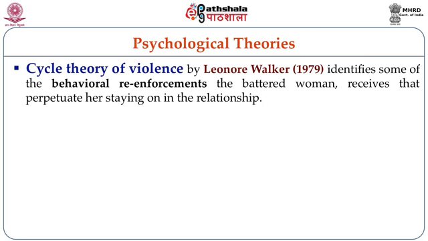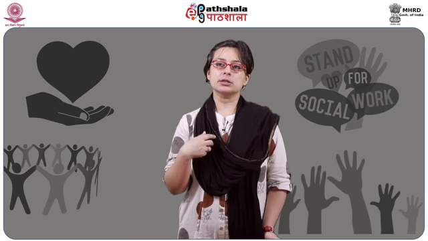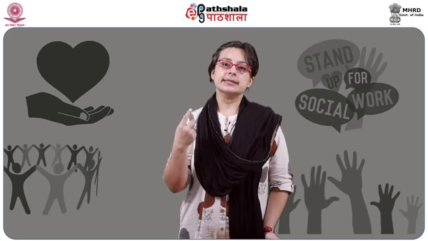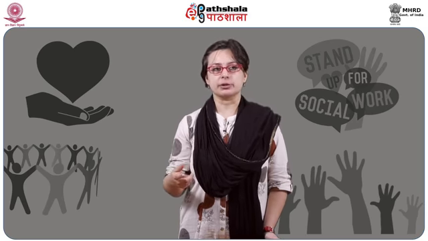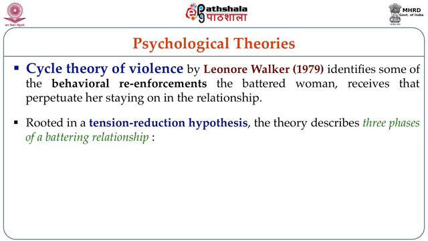One of the most prevalent theories of violence has been the cycle theory of violence, which was given by Leon Walker in 1979. She identifies some of the behavioral reinforcements that the battered woman receives that perpetuate her staying on in a relationship. So, she is looking at what sustains staying on in a violent relationship. She says it's rooted in a tension reduction hypothesis. The theory describes 3 phases of a battering relationship.